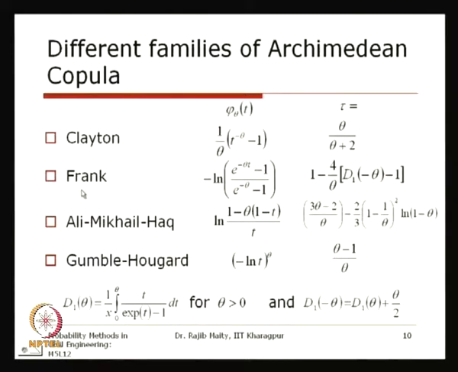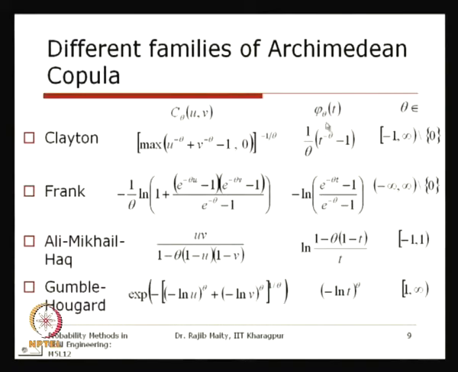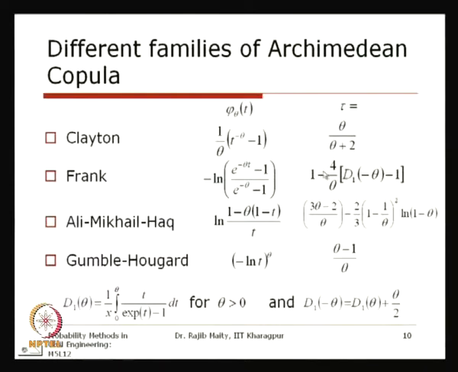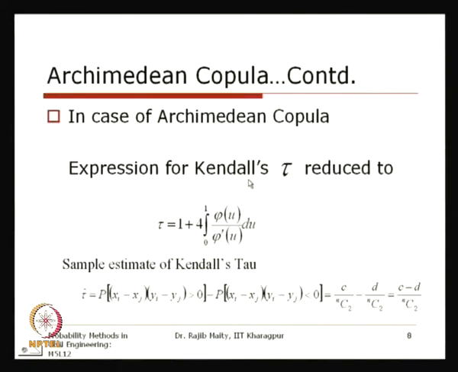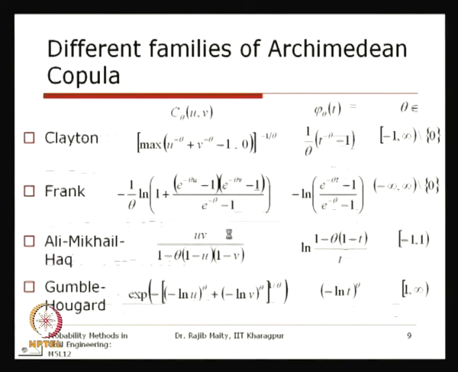Similarly, for the Frank, the generator is minus log natural of (e power minus theta t minus 1) divided by (e power minus theta minus 1). So, these are the generators which we have already discussed here. Now, here what we are showing is that if we feed this generator into this equation, then this relationship between tau and theta comes.